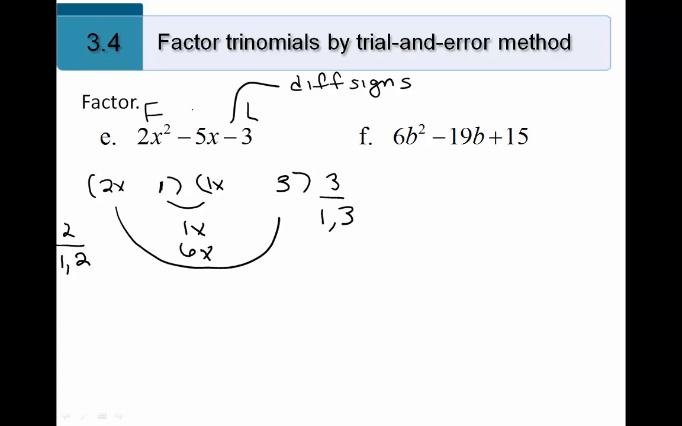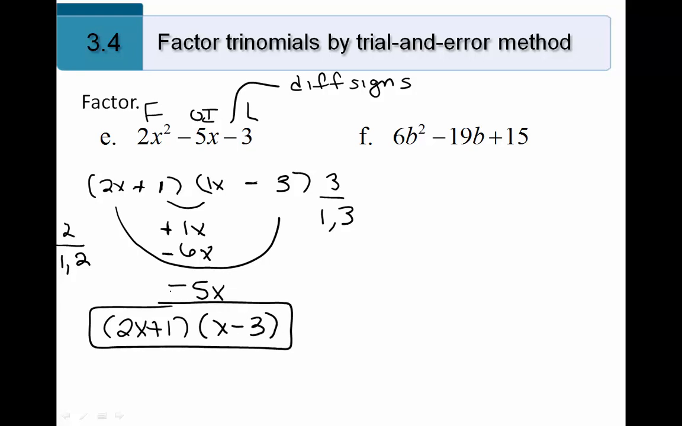It needs to add up. My O and I, notice, is a negative 5x. In order for this to add up to negative 5x, the 6 would have to be negative and the 1 would have to be positive. So 2x, checking your outer, 2x times negative 3 would be negative 6x, and my inner, positive 1 times 1x is positive 1x. So 2x plus 1 multiplied by x minus 3. Make sure you take that coefficient 1 off of there. WebAssign will not like that. Or you can have x minus 3 times 2x plus 1.